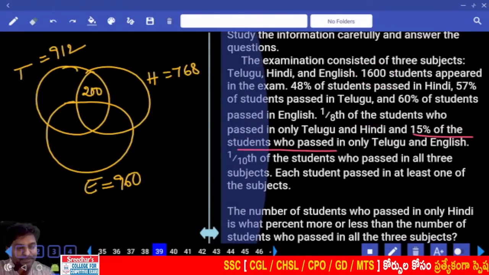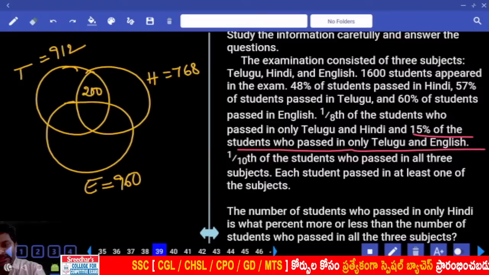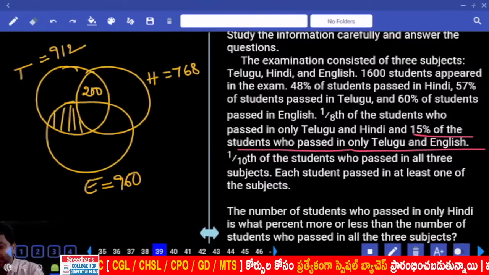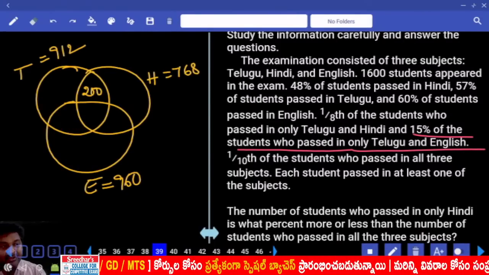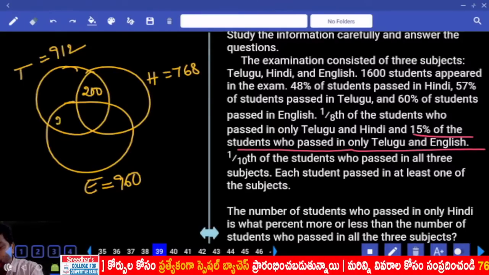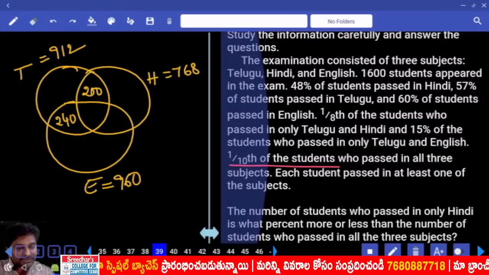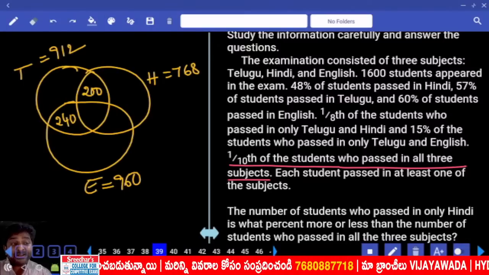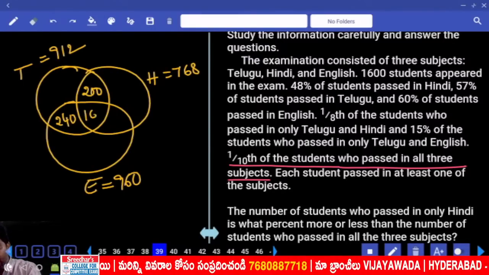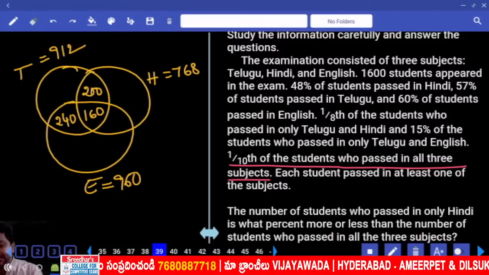15% of the students passed only Telugu and English. Telugu and English only, this part. 15%, 10% plus half of it. 160 plus 80, 240. 1/10 of the students passed in all 3 subjects. 1/10, 10%, 160. Now we know so far 3 numbers.